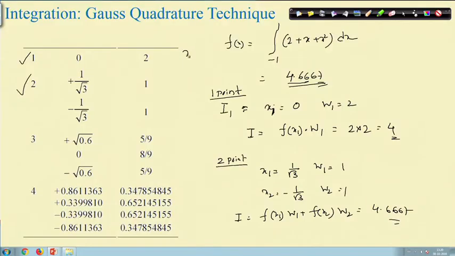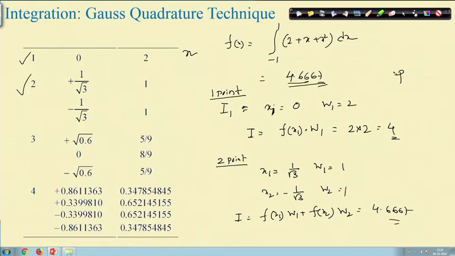So, what point rule you apply depends on what function you are going to integrate. In general, if you are using n rule, suppose n is equal to 1 in this case, n is equal to 2 in this case, n is equal to 3 in this. If you integrate a polynomial whose order is p, for a constant p is equal to 0, for a linear function p is equal to 1, for a quadratic function p is equal to 2, and so on.